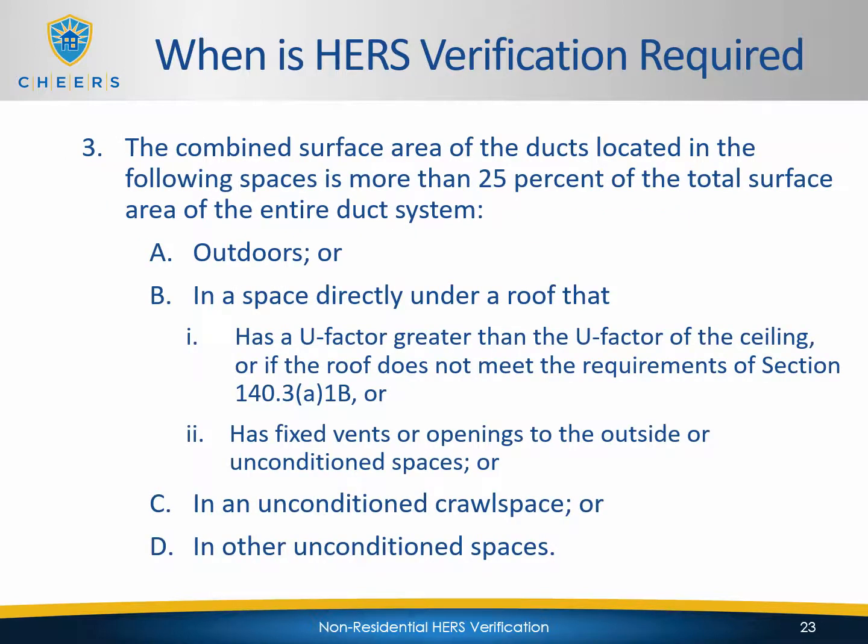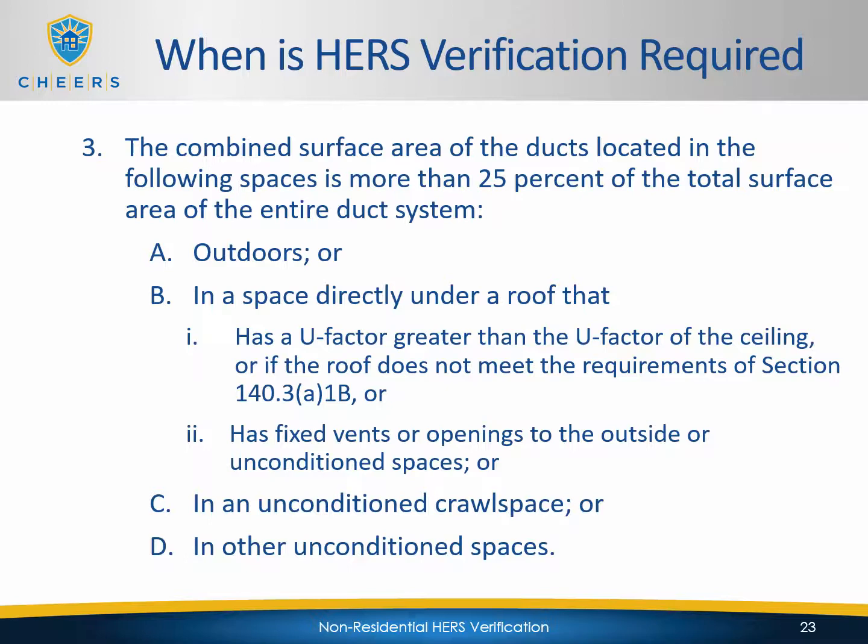And then finally, the combined surface area of the ducts located in the following spaces is more than 25% of the total surface area of the entire duct system. So these spaces here are going to be unconditioned space. Outdoors obviously is not part of the conditioned space. Second one is in a space directly under a roof that has a U factor greater than the U factor of the ceiling, or if the roof does not meet the requirements of section 140.3A1B, or it has fixed vents or openings to the outside or unconditioned spaces.